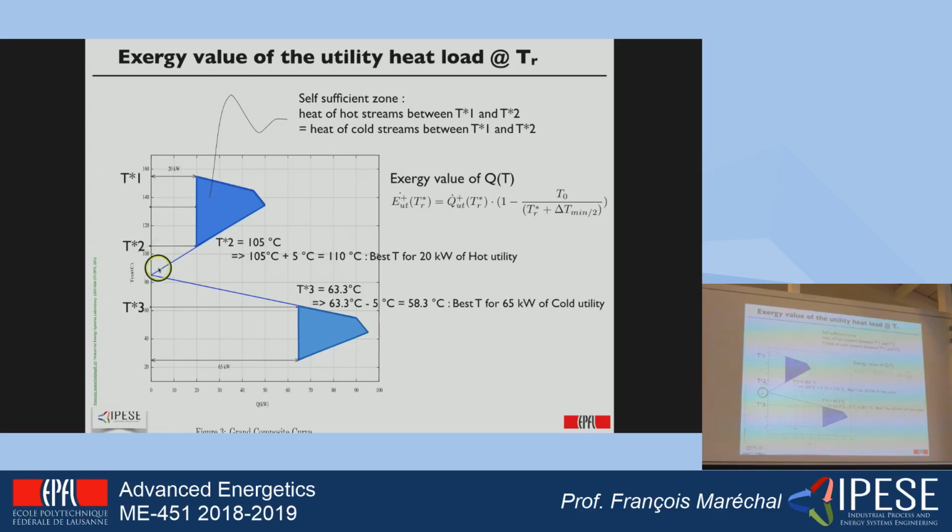Okay, and then the way to calculate, so graphically we can identify that the solution is 105 degrees C, but I am in a corrected temperature domain, or the shifted temperature, because I'm looking at the ground composite, which means that I have to translate it into the real temperature, which is by adding half of the delta T minimum, which means that the minimum temperature at which I have to supply the hot utility is 110 degrees C. And the same reasoning can be done for the cold utility.